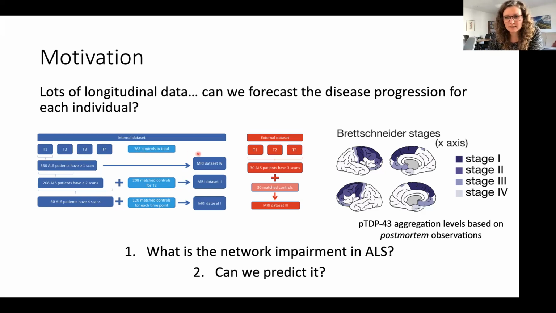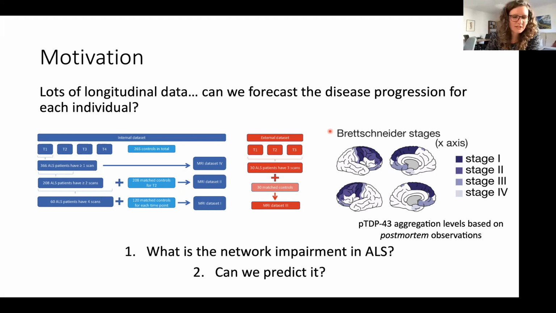So, large data sets. And in ALS, the big question for each individual is: which group do I belong to? Am I a long survivor? Will I survive very long? Or am I a fast progressor and will die within 6 months? So you need tools to tell the patients and forecast what's happening to them over the coming 2 years. So that's what we set out to do. We wanted to forecast the disease progression for each individual patient using MRI scans and network science.